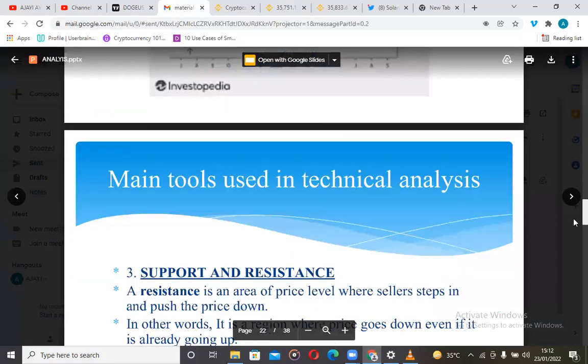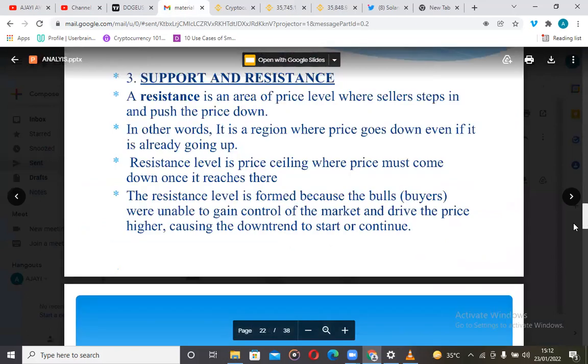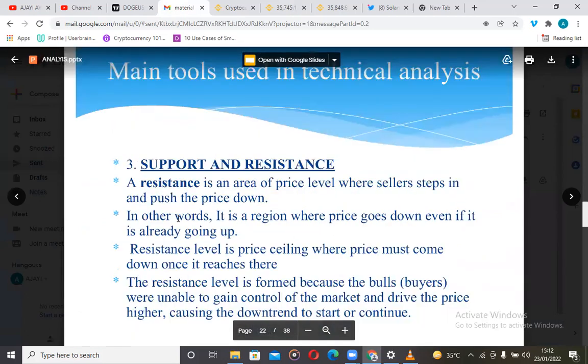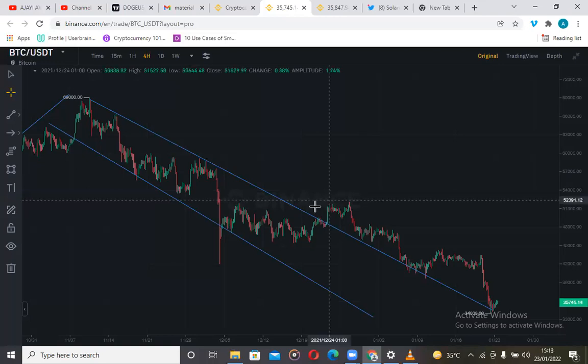Now, the main tools used in technical analysis. The third one is what? Support and resistance. Resistance is an area, a price level, where sellers step in and push the price down. That is, no matter how much the price is going up, when it reaches there, it is predicted to come down, right? The price is always predicted to come down.